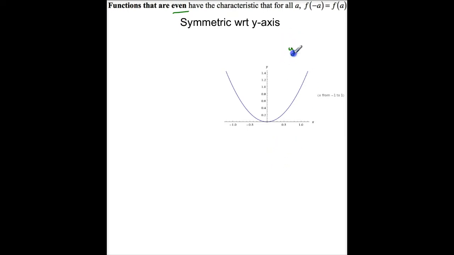This is a function y equals x squared. And you can see if I put in negative x, I get the same value. So if I come up here to 1, let's see if I can get up here. 1 squared is 1, and lo and behold, it does, well, that doesn't look very even, but that's okay.